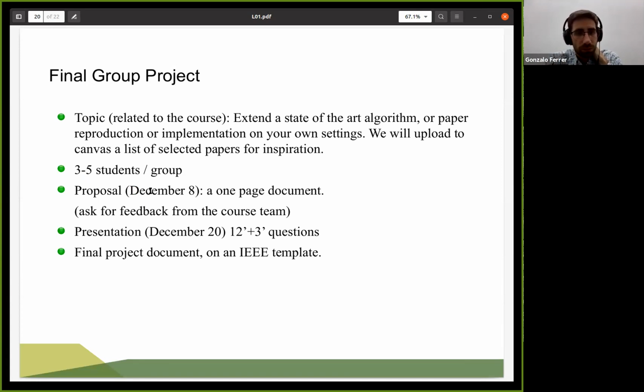So proposal means that there's going to be a one page where you put a title, you explain a little bit what you want to do, and you write how you're going to do it. So this is also important. And then you'll have almost 2 weeks of working on this project. It will finish with a presentation and a report that you will submit. Okay.